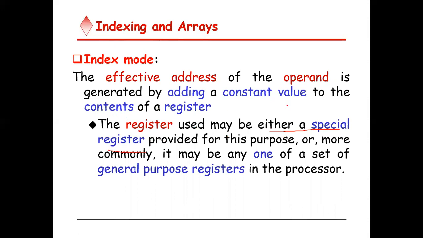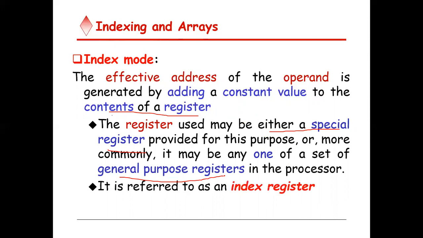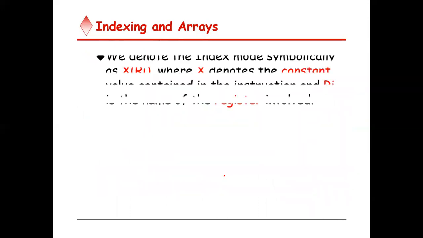If we are using a special register, that special register is for holding the constant value, which is added to the content of a register. So a constant value will be added to the content of a register. The register may be a special purpose register only for this purpose, or we can even use the general purpose registers of the processor. If we are using a special register, we call it the index register. The special register used for storing a value for indexing mode is called the index register. We'll look into an example which will give you a clear idea.